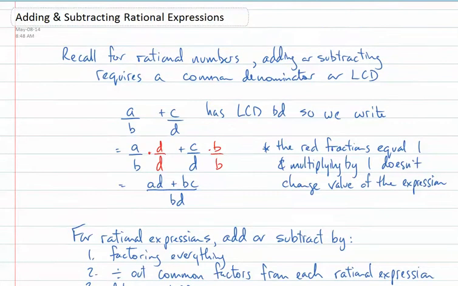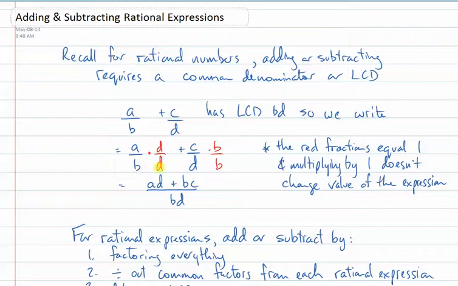Hi, in this video, we're going to learn about adding and subtracting rational expressions. I'd like you to remember what you know about rational numbers. When we add or subtract them, we need a common denominator, or an LCD. So if I had the fraction a over b, and I'm adding c over d, the lowest common denominator is bd. We work vertically and we rewrite what we have, and we multiply by the missing factor, numerator and denominator.